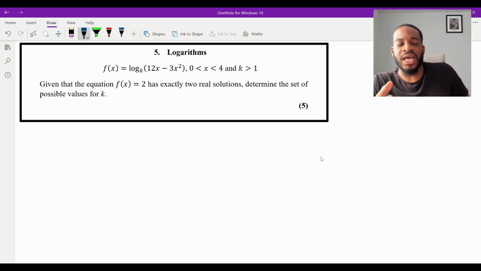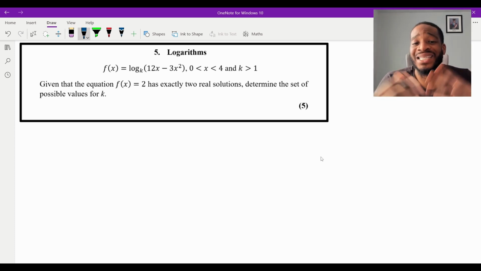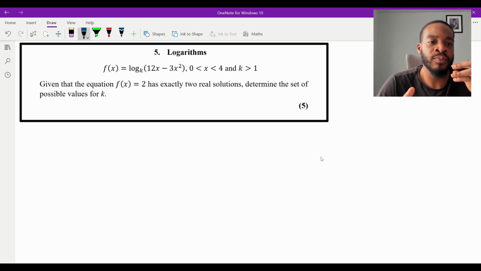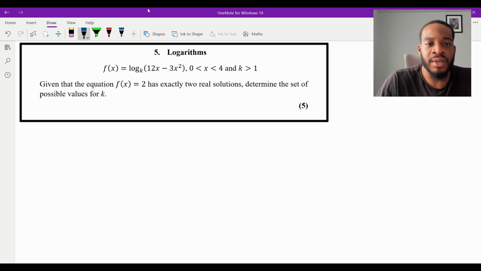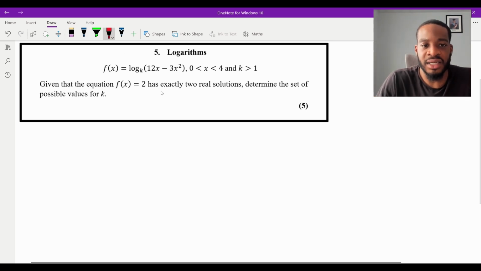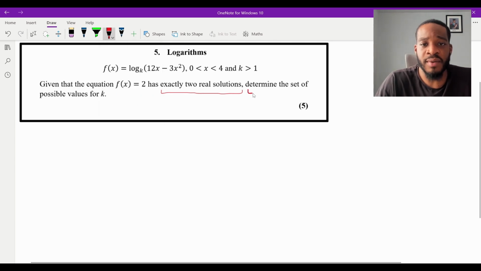Now, if you look at this, it looks a bit daunting where we've got logs and then we've got a base k. Normally you have a base given to you. But just break it down. Look at the language in the question. There's a couple of things that stick out to me. The first is the phrase exactly two real solutions. And the other phrase is just determine the set of possible values for k.